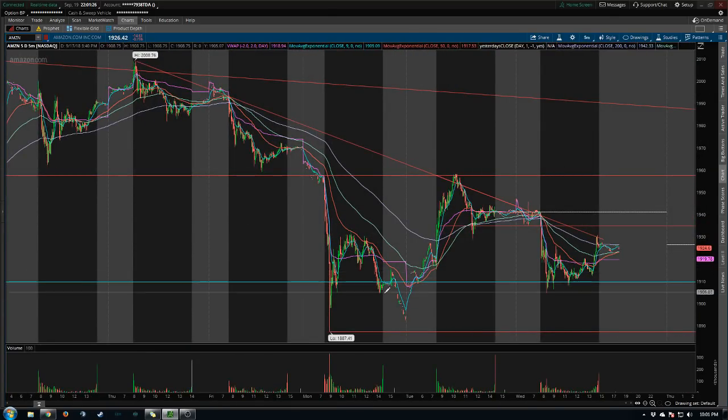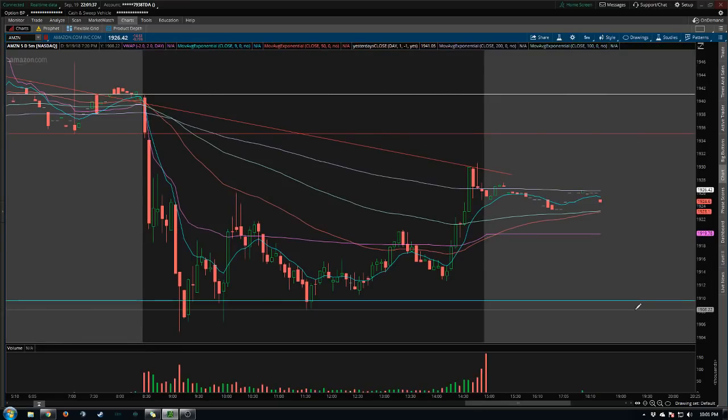We can see the previous 3-day support that it had interaction with the 1910 area here. So we're going to see how it reacts. I'm kind of bullish here, creating higher lows all the way throughout today.